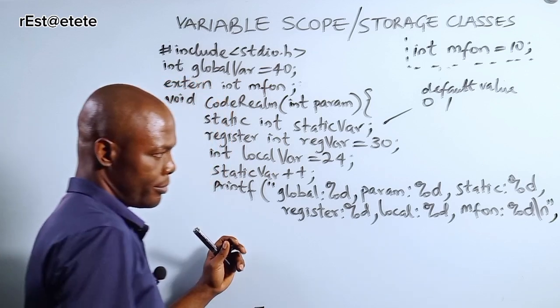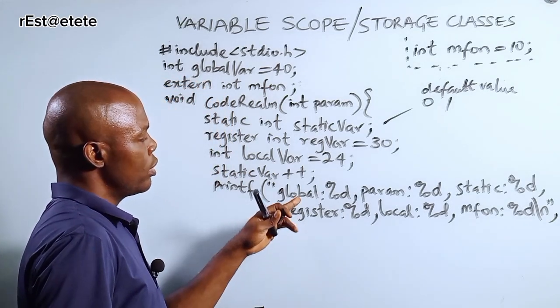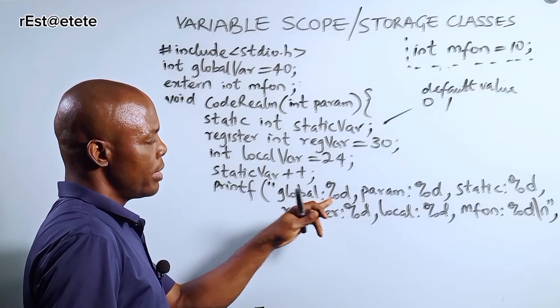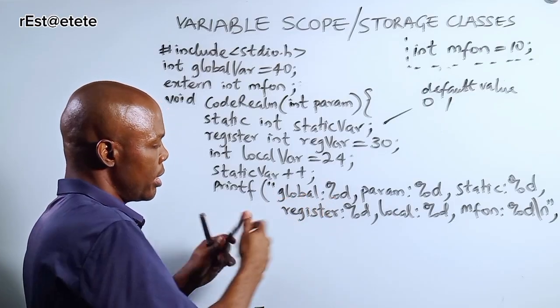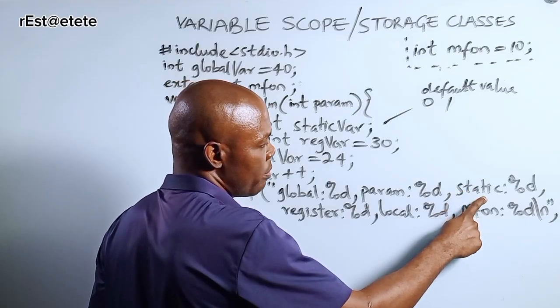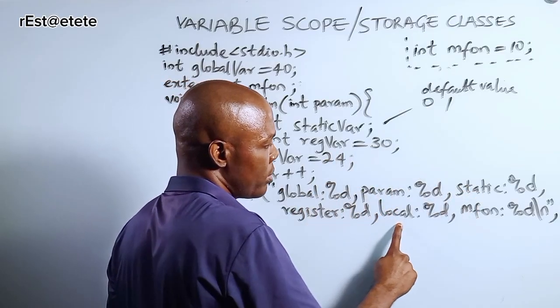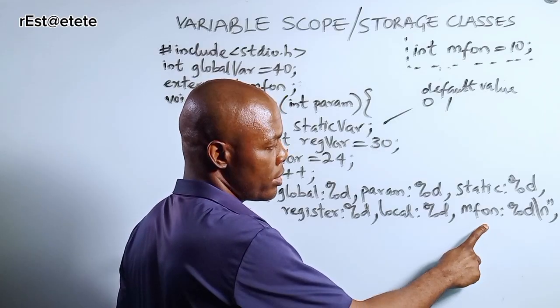Then comma. Now I have to supply the values for each of the variables. So this global, I'm expecting, will be printed out on the screen. Global will be printed out on the screen. Param will be printed out on the screen. Static will be printed out on the screen. Register will be printed out on the screen. Local will be printed out on the screen. And font will be printed out on the screen.